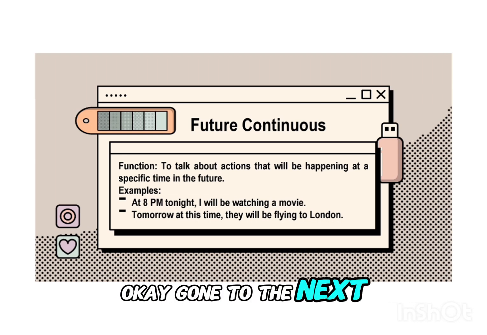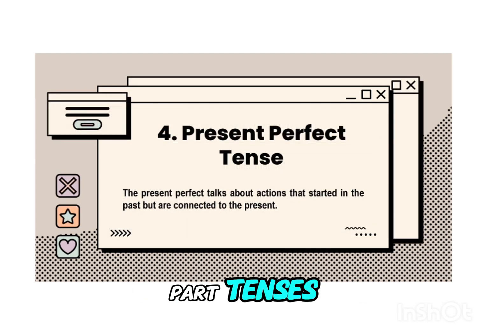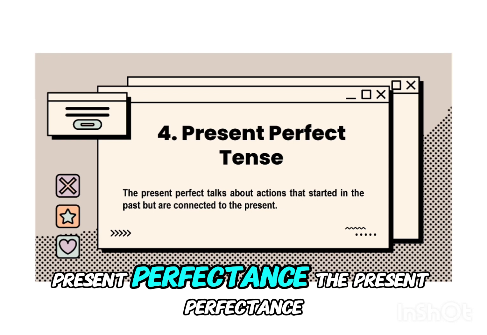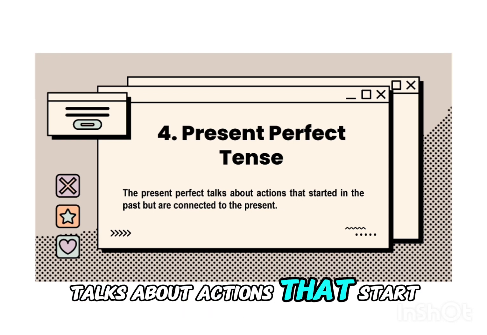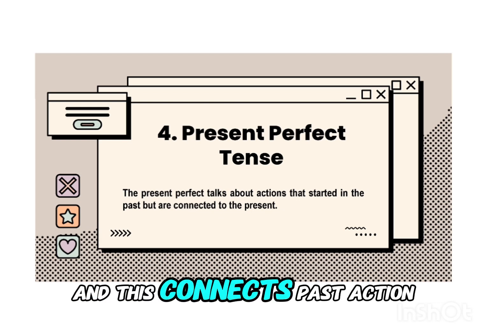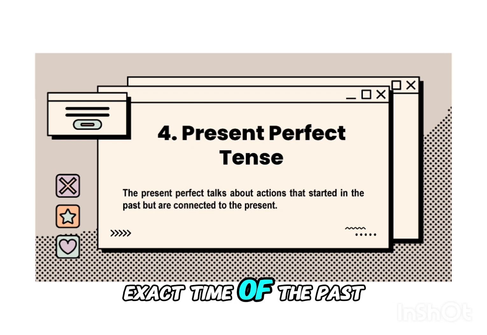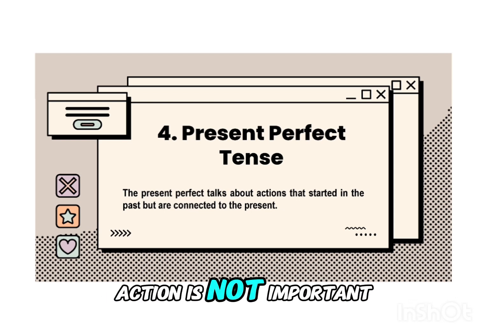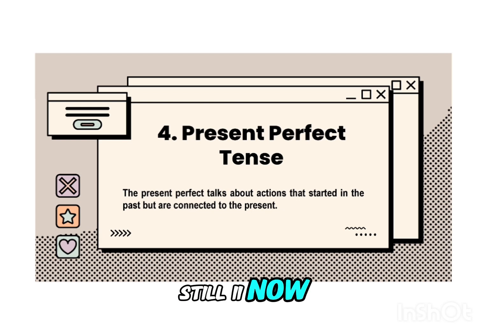Okay, go on to the next, the fourth part of the tenses, present perfect tense. The present perfect tense talks about actions that started in the past but are connected to the present. This connects a past action to the present, and it is used when the exact time of the past action is not important or when the result is still relevant now.